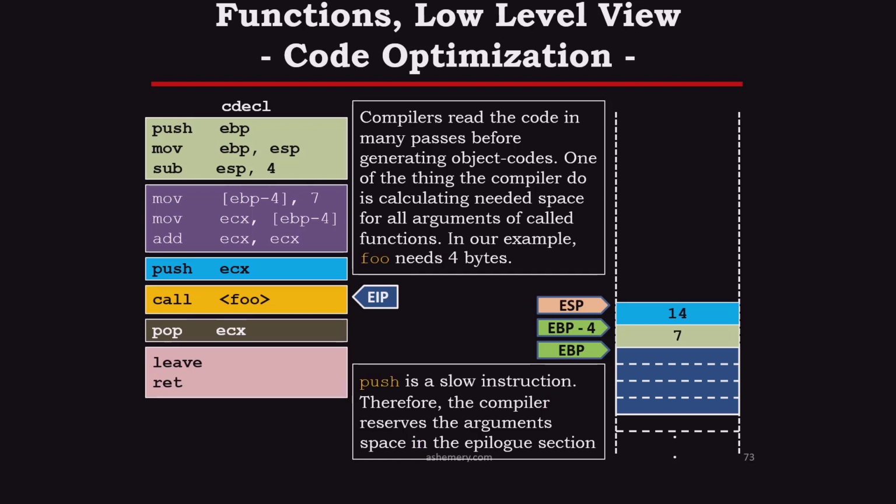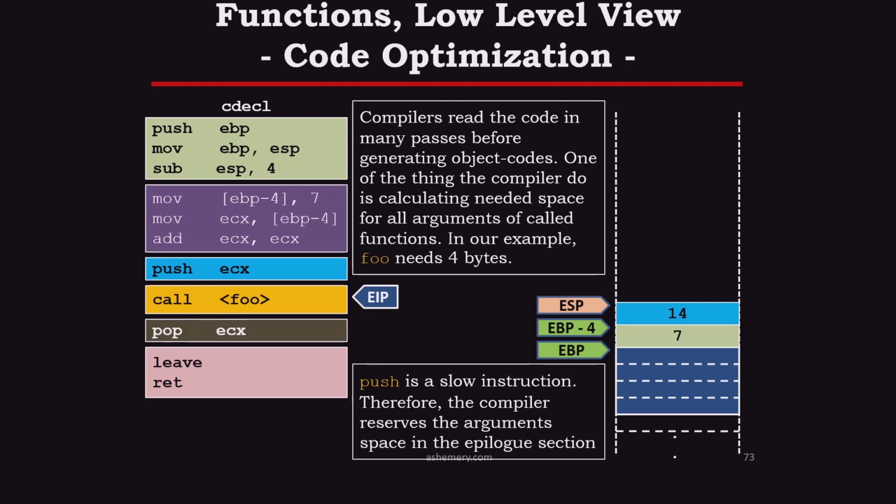Okay, so again, like I mentioned at the beginning, the compilers read the code in many passes before generating the object code. Now one thing the compiler will do is calculate the needed space for all arguments and the local variables. So in our case, foo needed 4 bytes, so it will allocate 4 bytes. And that's why we saw ESP was subtracted by 4. Why? Because we only need 4 bytes for the function foo.